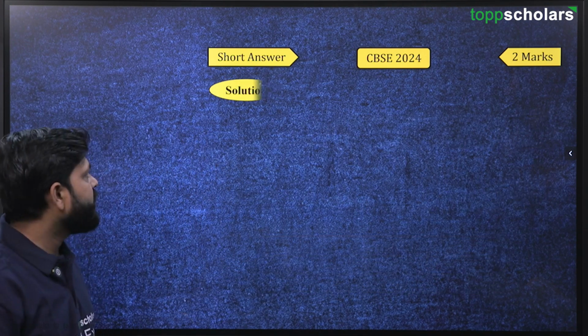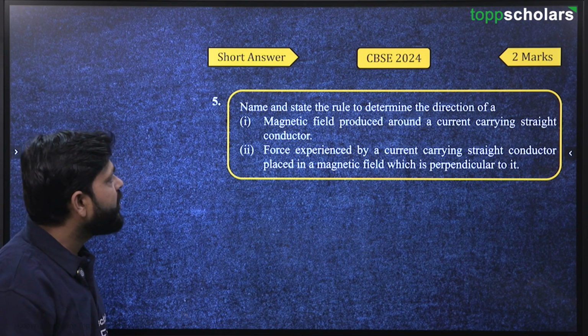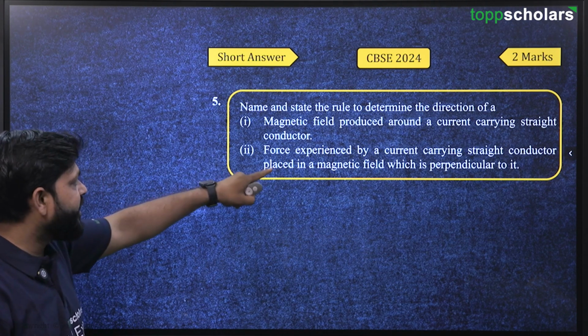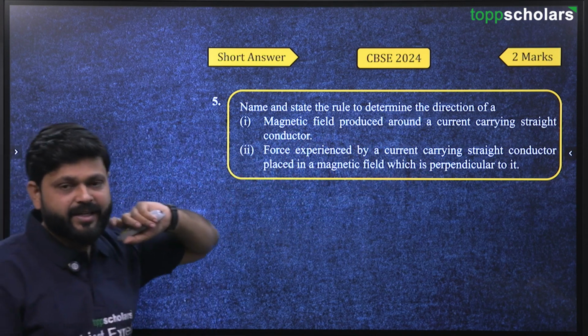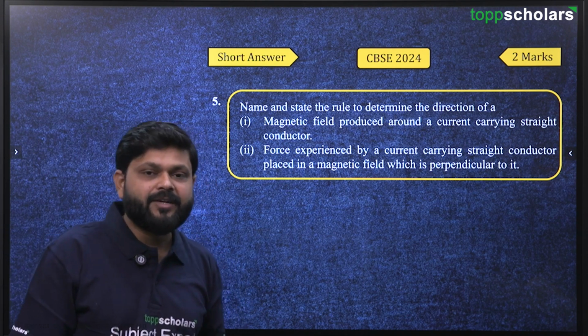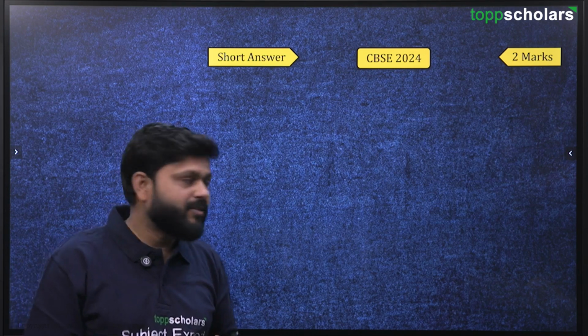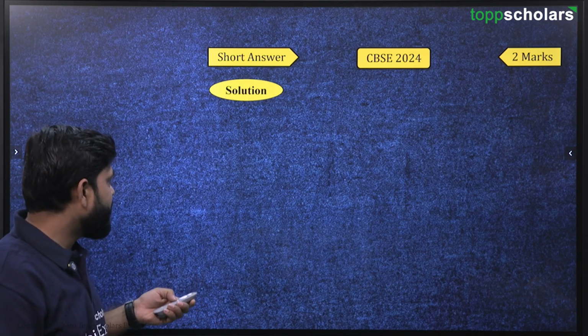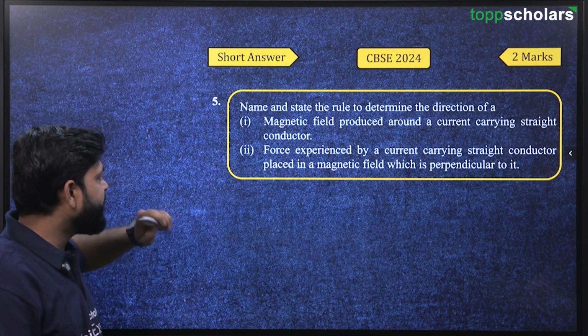Now, the next is what? Name and state the rule to determine the direction of a magnetic field produced around a current carrying straight conductor. For a current carrying straight conductor, we well know that it is the right hand thumb rule, that is of Maxwell. So the question is: the magnetic field produced around a current carrying straight conductor, and the second question is what?